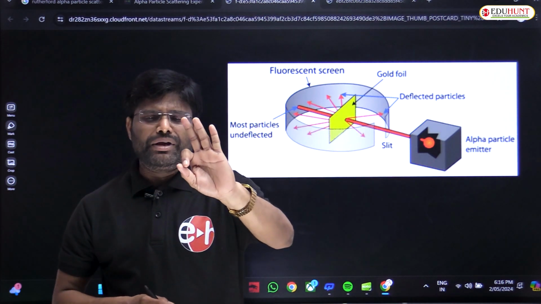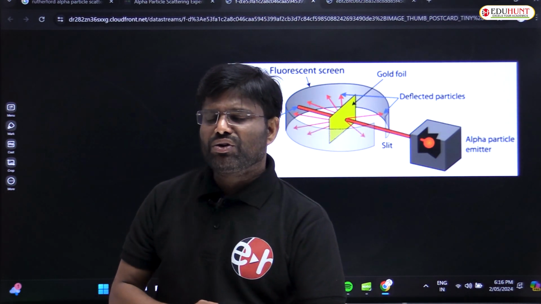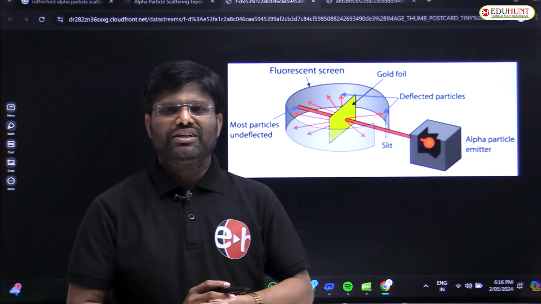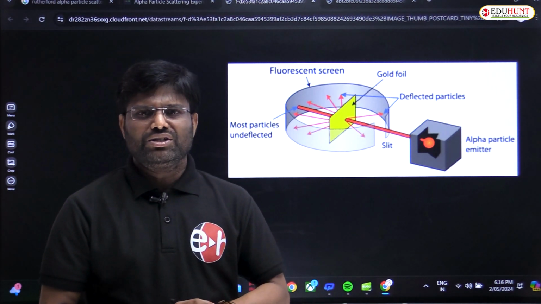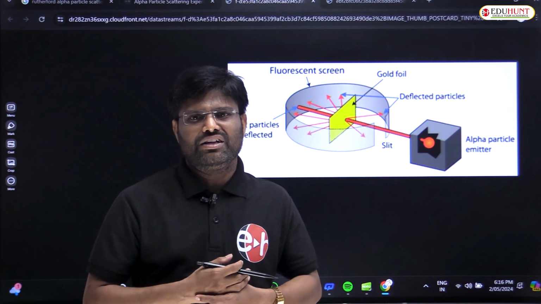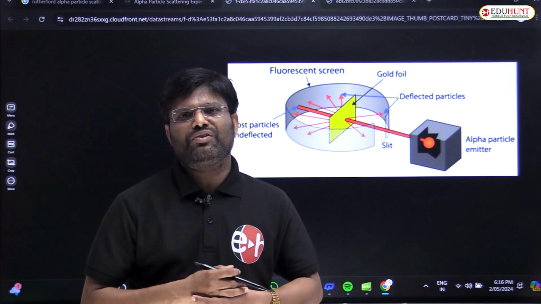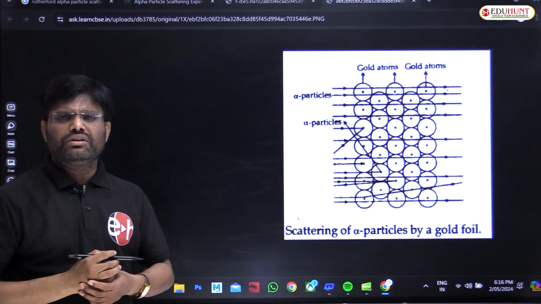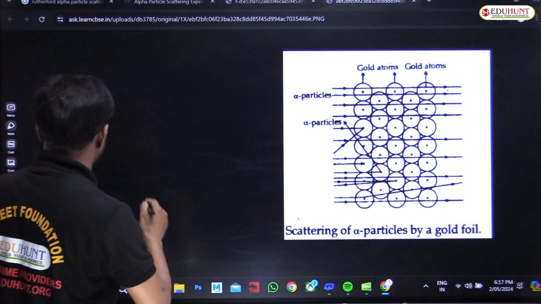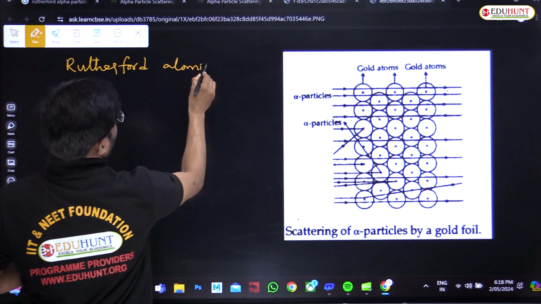Because of these three observations, Rutherford proposed one atomic model. That atomic model is called what? The Rutherford atomic model. Today I am going to teach about the Rutherford atomic model. Let us discuss it. He explained three important points. What are those?